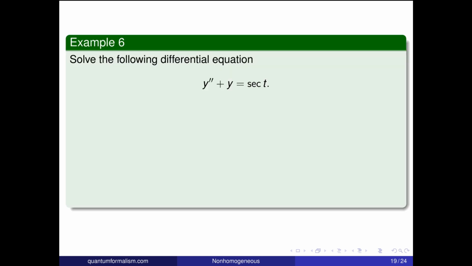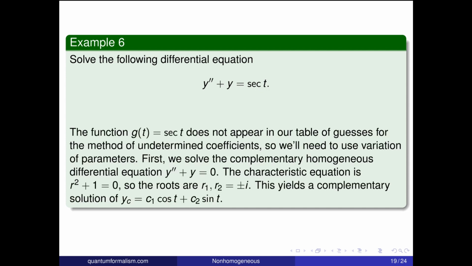All right, last thing we'll do is an example. Y double prime plus y is equal to secant t. The secant t was not in our table of undetermined coefficients guesses, so we will need to use variation of parameters here. And all right, let's do it. So first we'll solve the complementary homogeneous equation. That one's not so bad. Characteristic equation is r squared plus 1. So the roots will just be plus or minus the square root of minus 1, or in other words, plus or minus i.